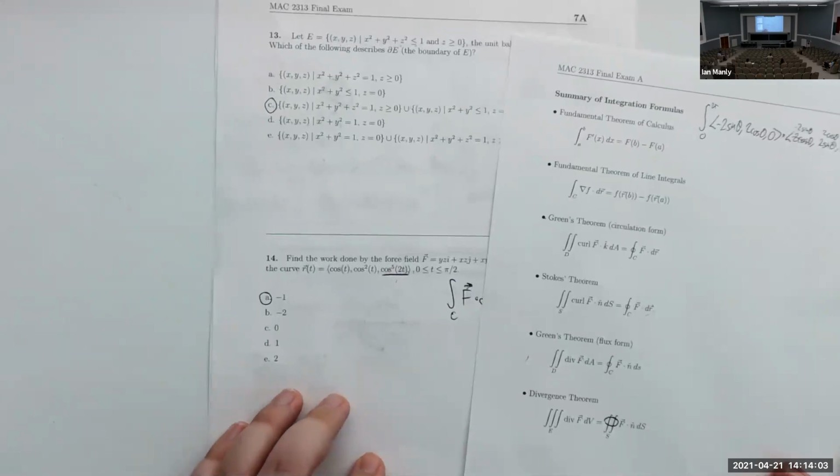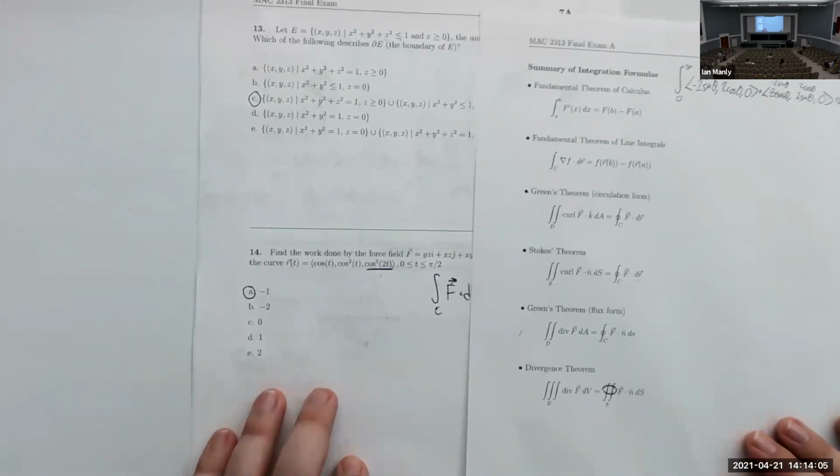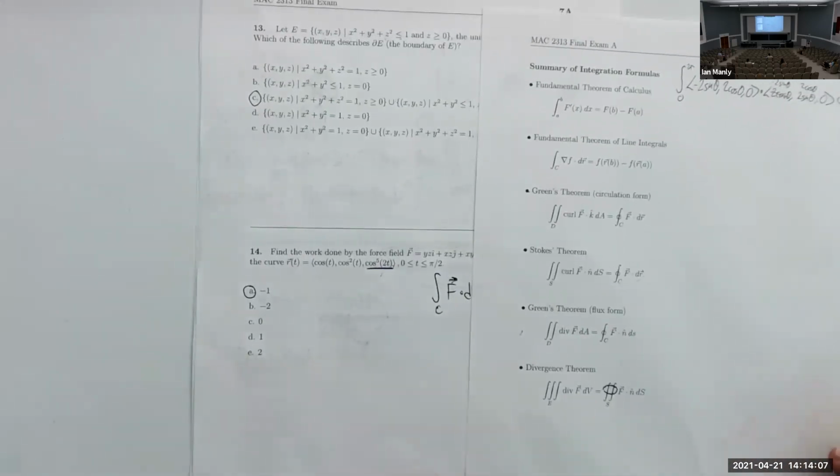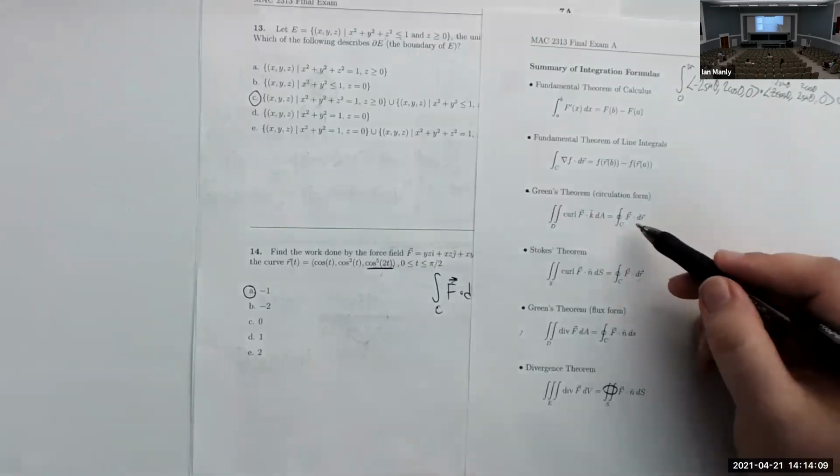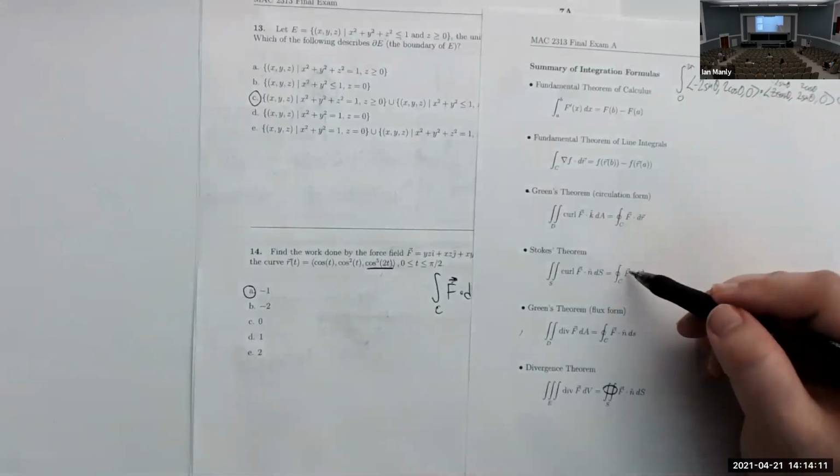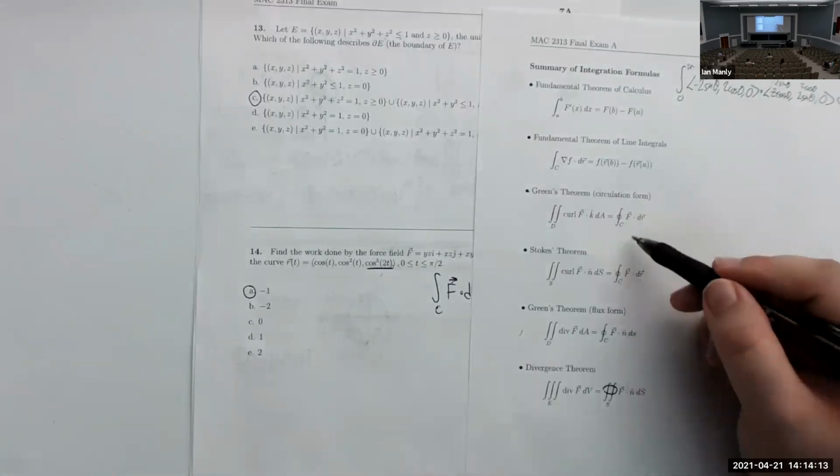So what I'm going to do, if I don't want to do it directly, I'm going to pull out my sheet here and see if any of these might help me. So let's see here. We're not going around a closed surface or anything, so I guess we can't use these.